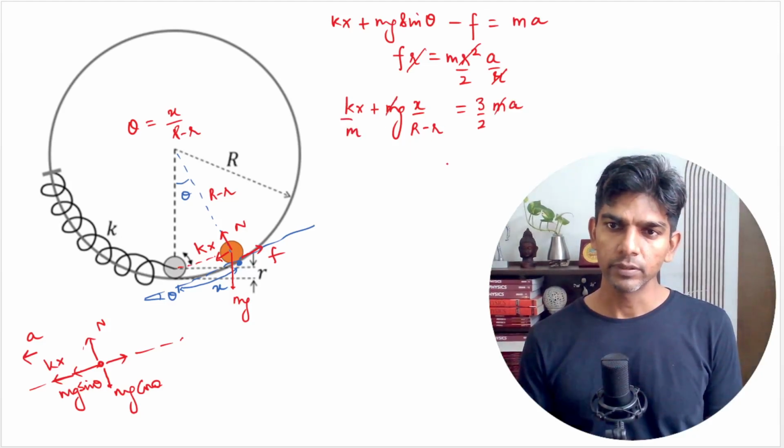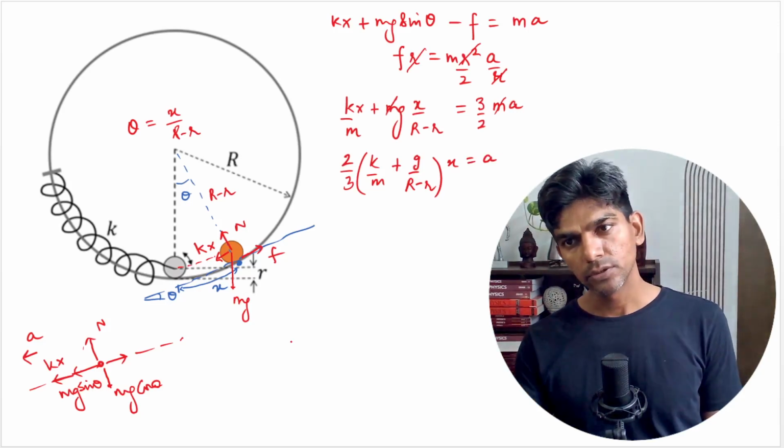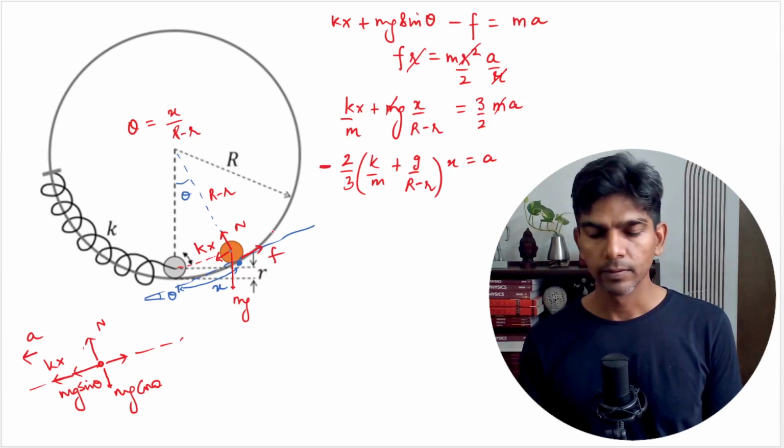So we'll get m here. Now let us take this 3 by 2 on the other side. So we will get 2 by 3 times k by m plus g upon r minus small r times x is equals to a. Since we have displaced the disk in the right direction, the acceleration is in the left direction, so we can put a negative sign here.